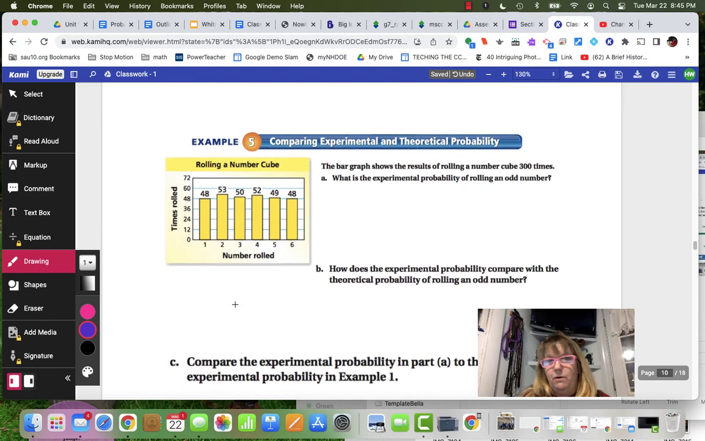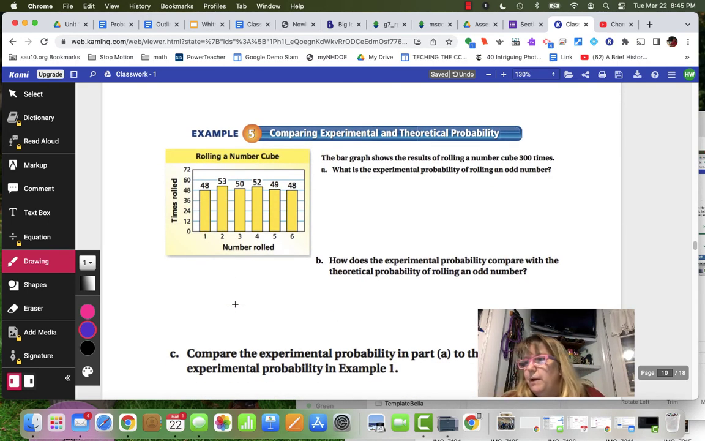Okay, so comparing, one last example. So comparing experimental and theoretical probability. So again, like I was talking about showing the number cubes. That was kind of a weird example. Because probability-wise, it seems like we should actually roll 50-50. So let's talk about this.